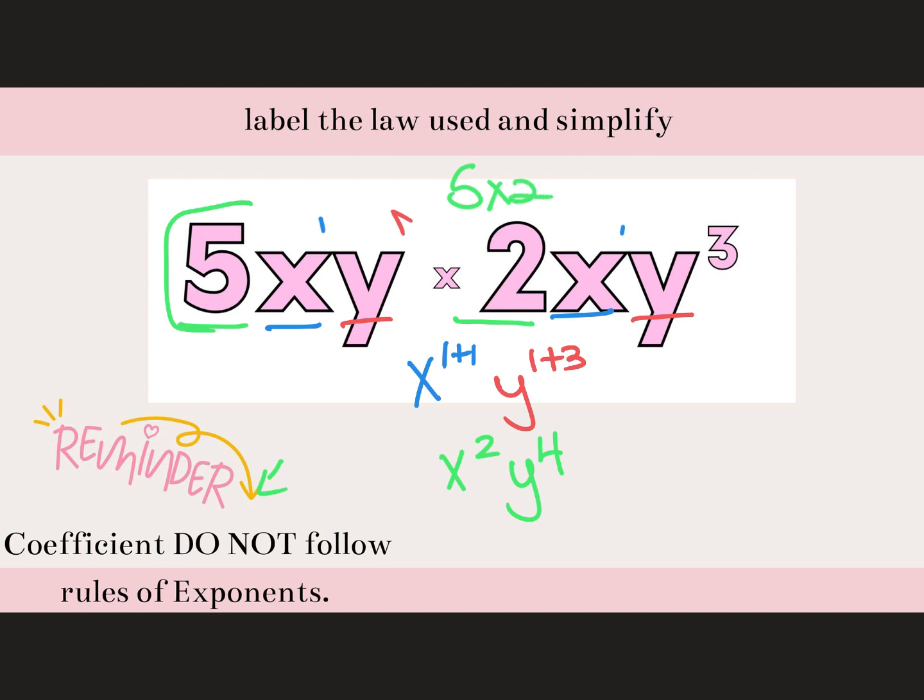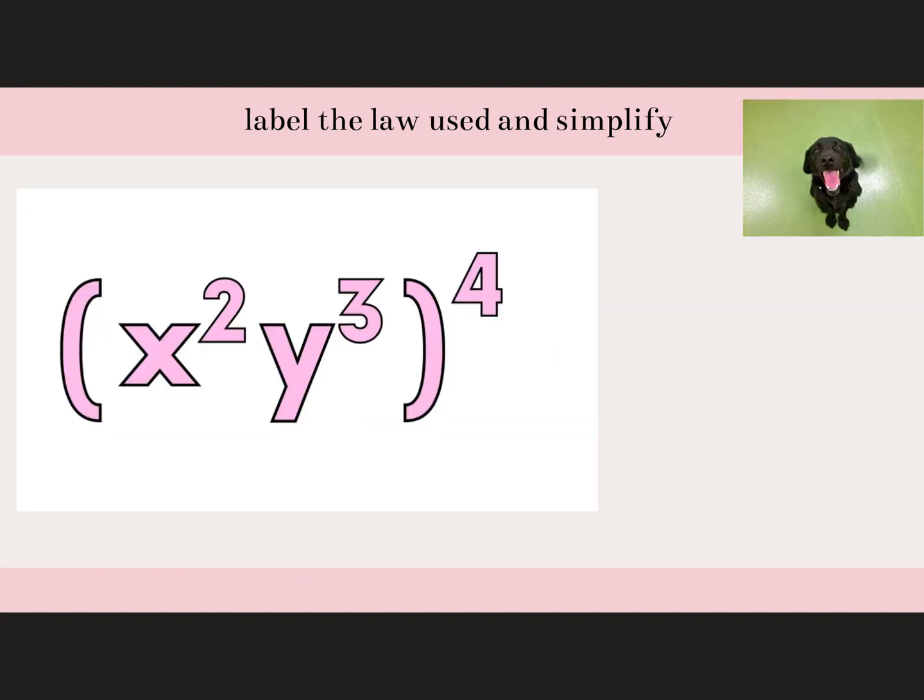Yes, just multiply it. So we're at 10x squared y to the 4th, and that should have been your final answer. Take a look at simplifying this problem. You see Jeter has popped in at that corner just to help you along. Let me know what you think.